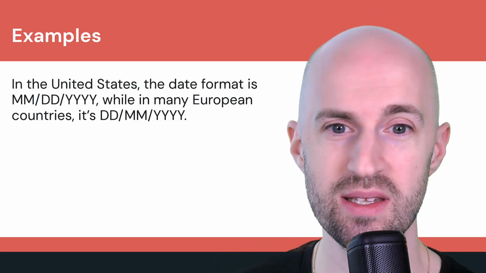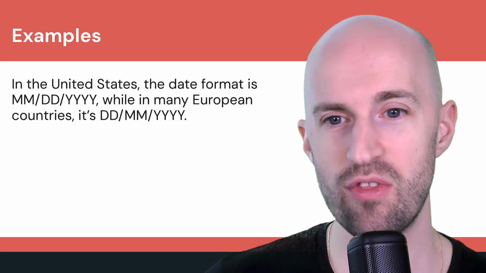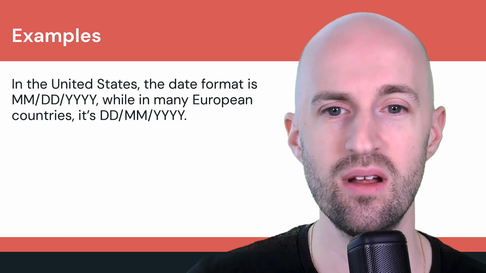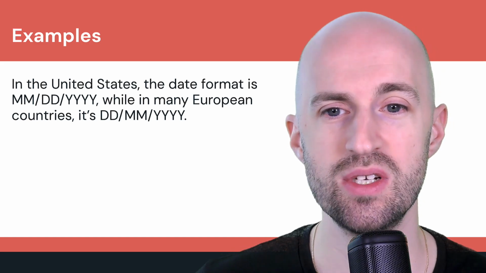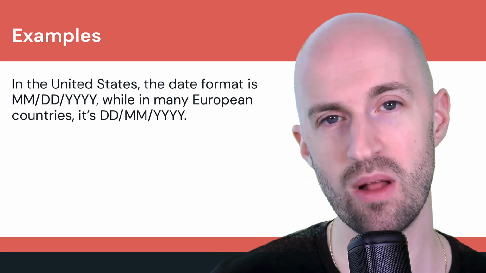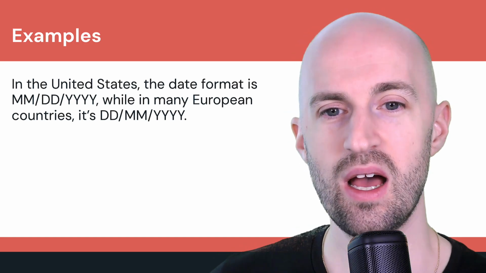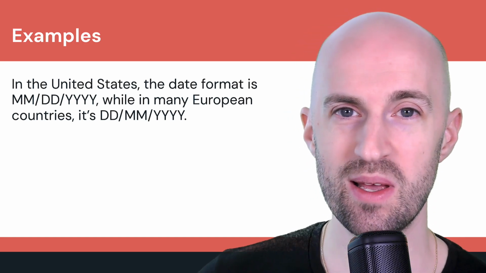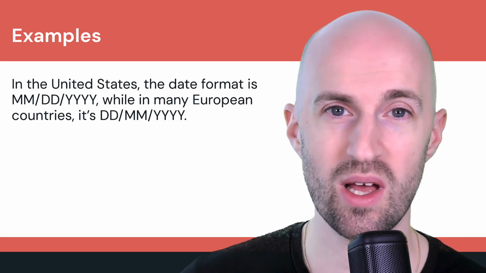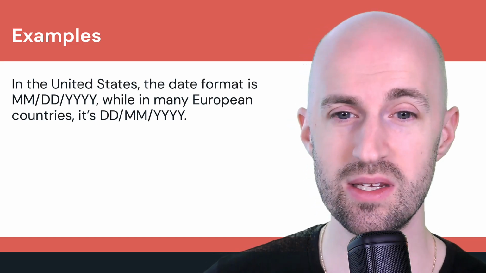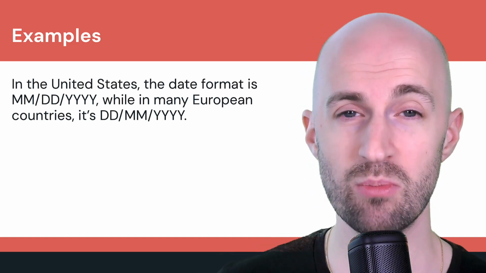In the US, the date format is the month, day, year, while in many European countries, it's day first, then month, and then the year. And this is important because if you do localize some content, you want to make sure that the dates are switched around. Otherwise, there could be some confusion.